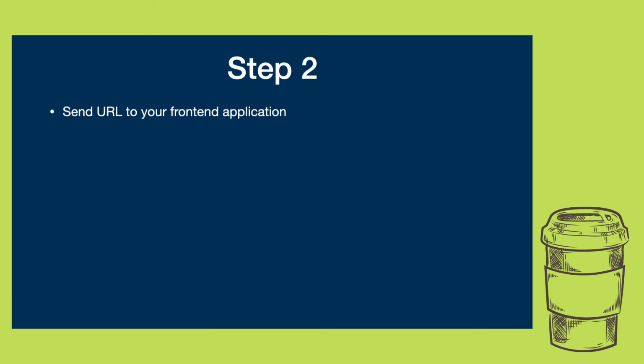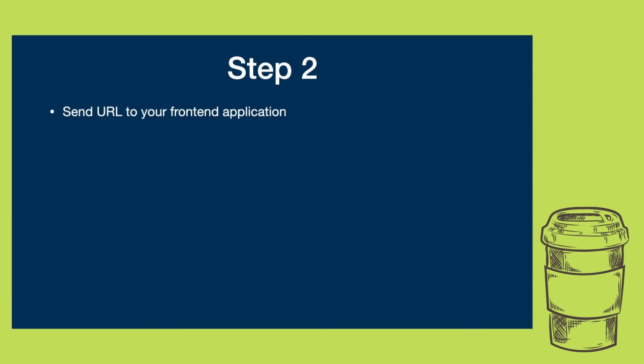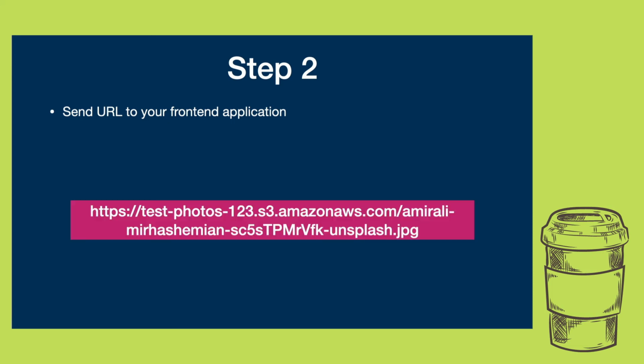Once you get the URL from your database, you can just straight up send the URL to your front-end application. So essentially, let's say your front-end application does a GET request for photo ID 5. You take a look at this table, ID 5, you're going to get the photo URL and you send it straight back. At this step, you are not interacting with S3 or any other file storage in any way. So step 2 is going to be sending the URL to the front-end application.